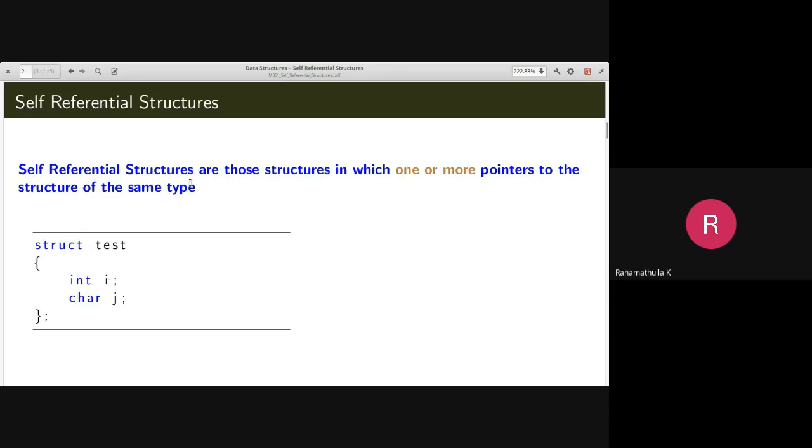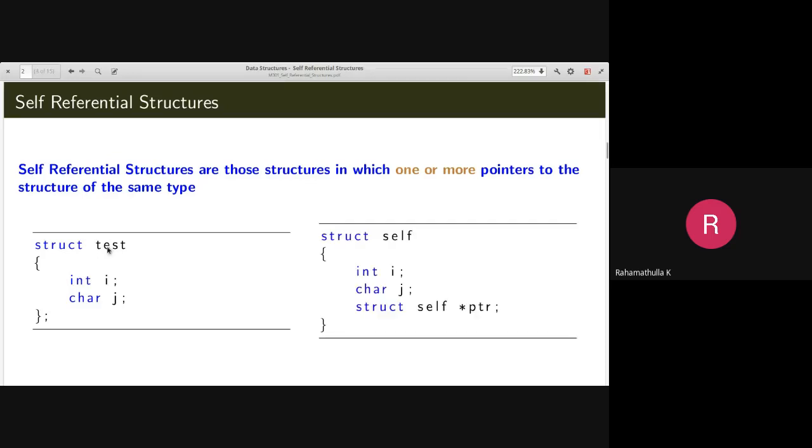Coming to self-referential structures: these are those structures which contain one or more pointers to a structure of the same type. So a self-referential structure is something like this. There is something additional, that is, it contains one or more pointers as members of the structure such that they point to the same structure.